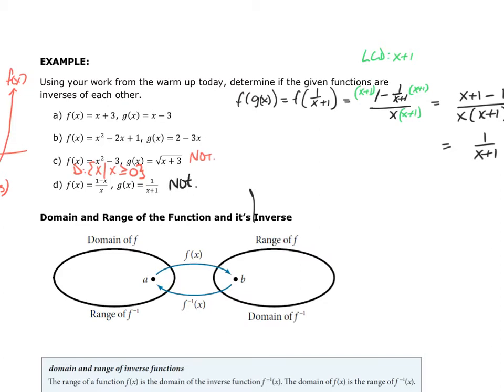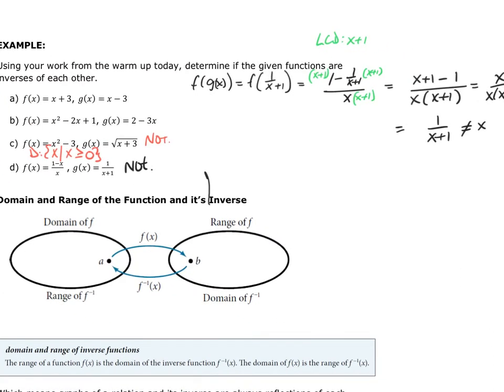So as long as one of them doesn't check out, you can stop. You don't have to continue on and find whether or not it checks the other way. Provided one doesn't check, it doesn't matter if the other one does. So as long as one doesn't check, they are not inverses of each other. All right. What other questions do you have for me? Questions, and we're going to go on.